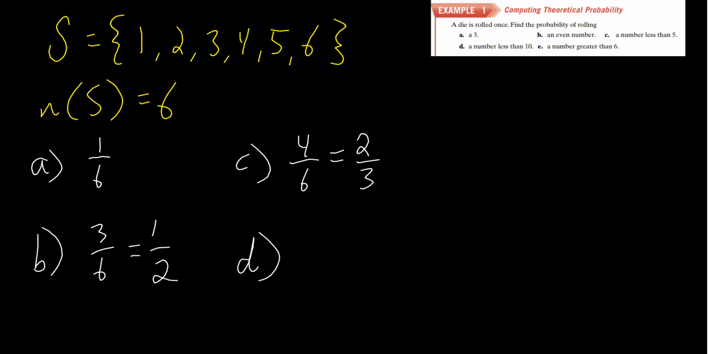D, a number less than 10. Looking at this, every single number is less than 10, right? So it would simply be 6 over 6, or 1.